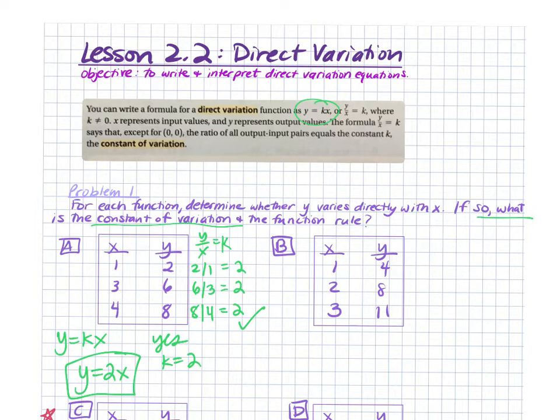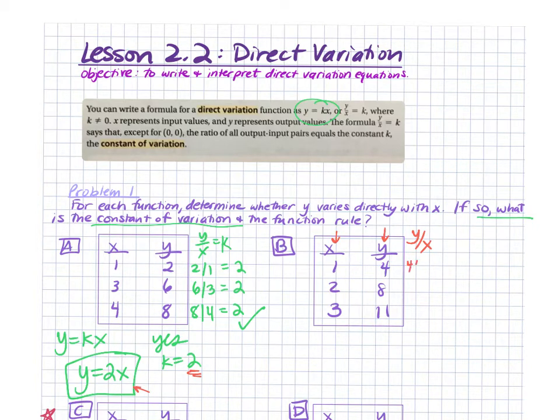Okay, so let's do that again for this next one. We're going to take y divided by x. Make sure you do y divided by x. If you do x divided by y and you get the same thing, it also means that it's direct variation, but then you'll get the wrong k when you put it in the formula here. So make sure you're doing y divided by x.